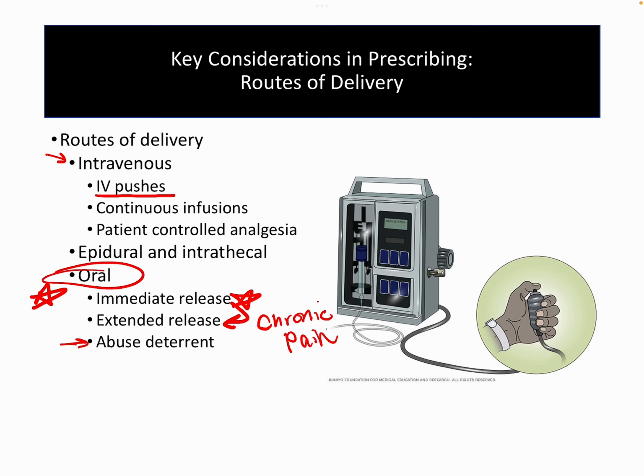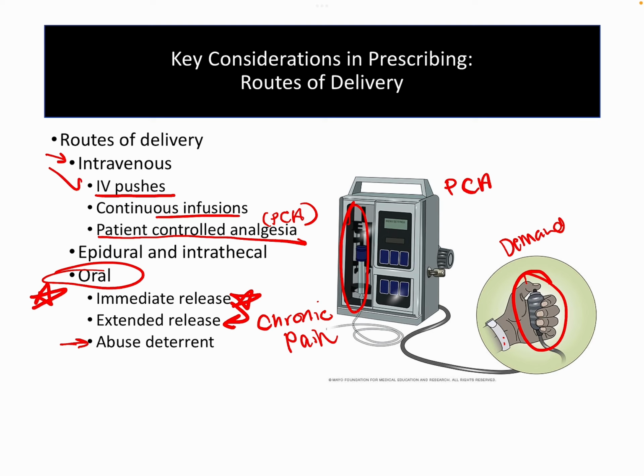Routes of delivery. You have IV pushes, continuous infusions, and patient-controlled analgesia in the intravenous route. You can also have what's called a PCEA, patient-controlled epidural analgesia. But primarily this is used through the IV route. This is an example of a PCA, or a patient-controlled analgesia. What a PCA is, you have the syringe here, and what the patient can do is if they press this button, it will give them a little dose of opioid. This is called the demand dose.